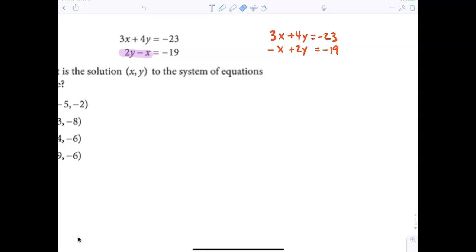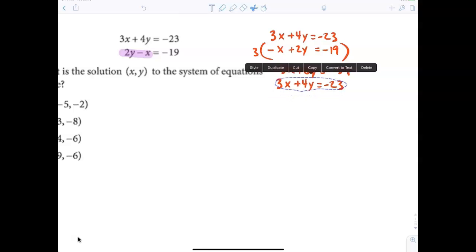So what we're going to do is put parentheses around it now and multiply it by 3. So then you end up with negative 3x plus 6y equals negative 57. You agree with that? Everybody okay? Now we're just going to bring the other one down. Copy, paste. Now we can draw a line underneath it.